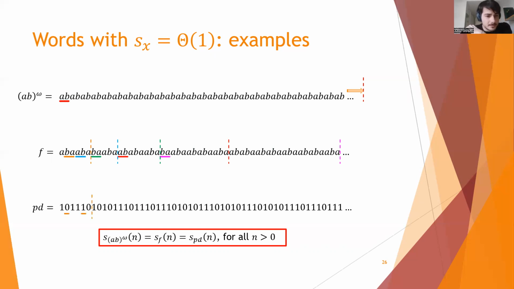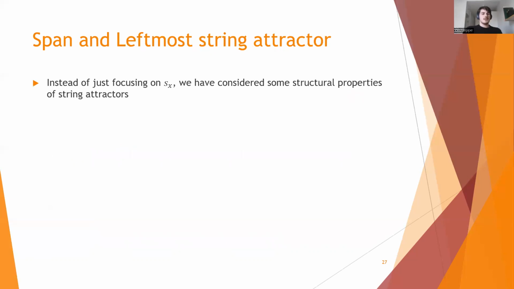While for the period doubling, Schaeffer and Shallit proved that an automaton can be built which returns these 2 positions of the string attractor, but the distance between these 2 positions grows as the length of the prefix considered. So here we introduced two new notions related to string attractors. And so instead of just focusing on the size of the string attractor, we have considered other structural properties.